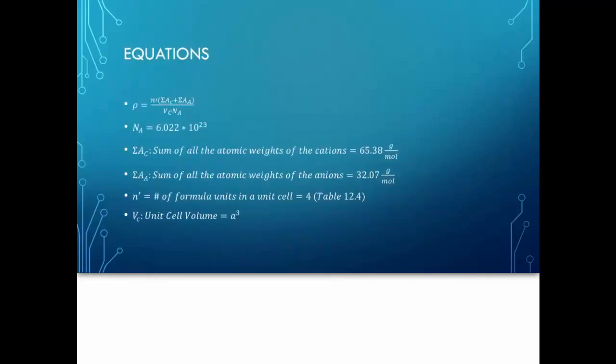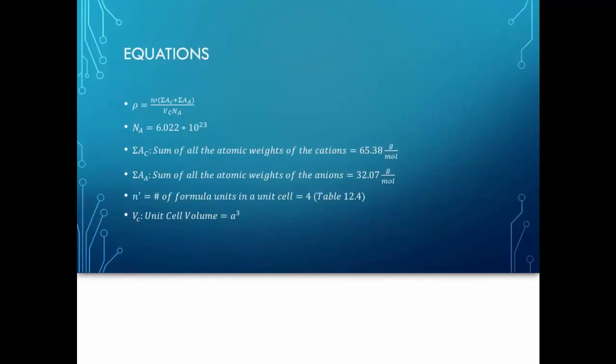The equation we're going to use to solve this problem is rho equals n prime times the sum of the atomic weights of the cations plus the sum of the atomic weights of the anions divided by the unit cell volume times Avogadro's number. Alright, so we can say that Avogadro's number is 6.022 times 10 to the 23rd. The sum of the atomic weights of the cations is just zinc, because that's the only cation in the equation, and its atomic weight is 65.38 grams per mole.